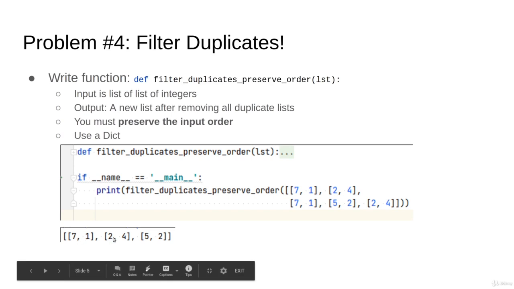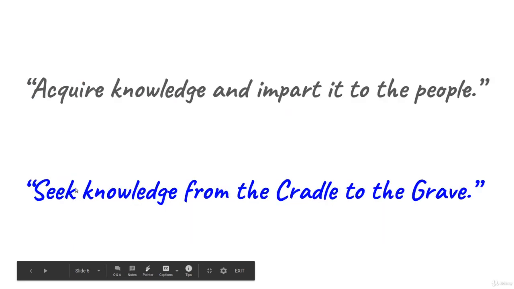So you return a new list of integers where any duplicate internal list is removed, and you will preserve the order. 7, 1 appeared before 2, 4 appeared before 5, 2. That's all.